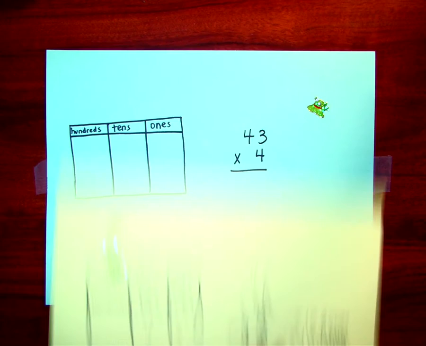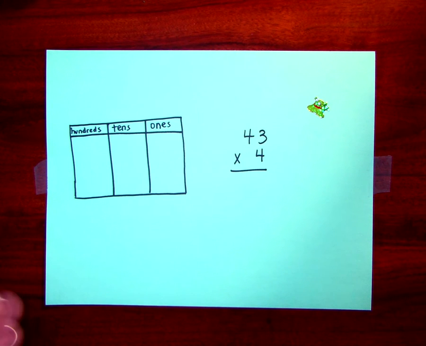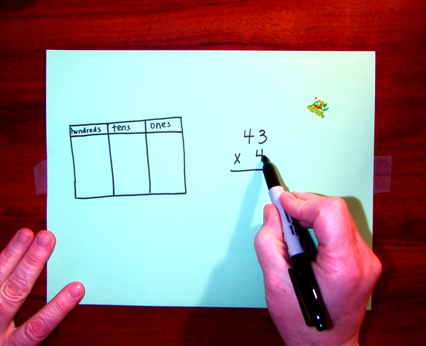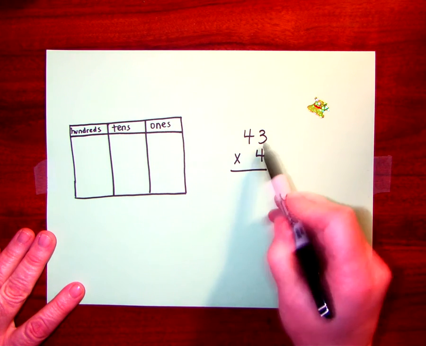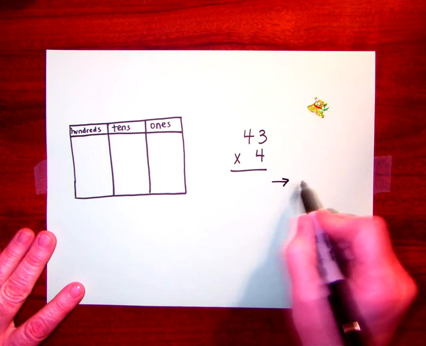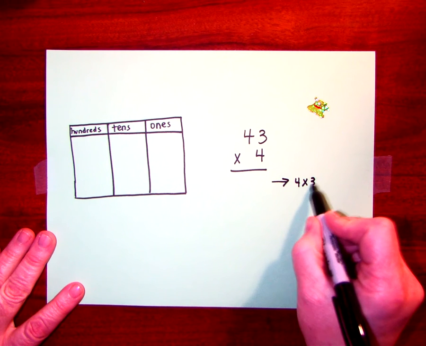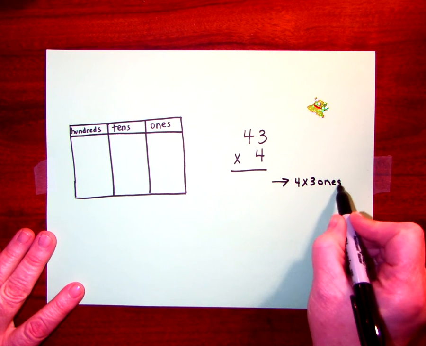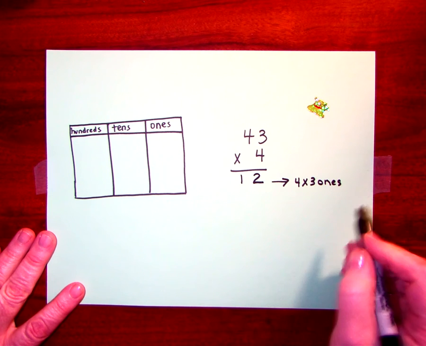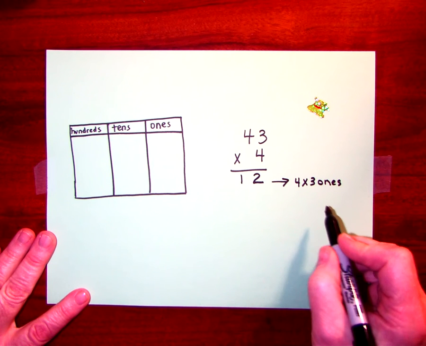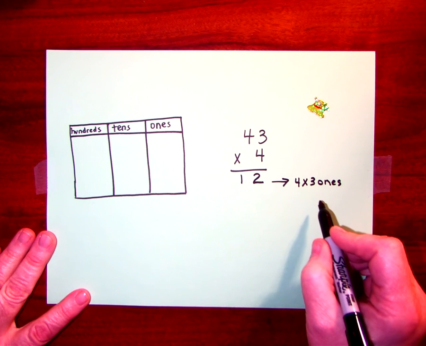Let's do another one very quickly. Now I'm multiplying the same number times 4. 4 times 3 ones. I know that 4 times 3 ones is 12, so I'll set those numbers appropriately in the places that they belong, ones and tens place.